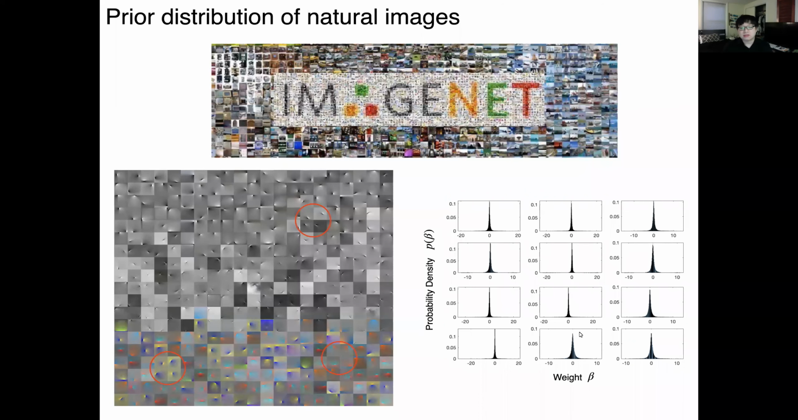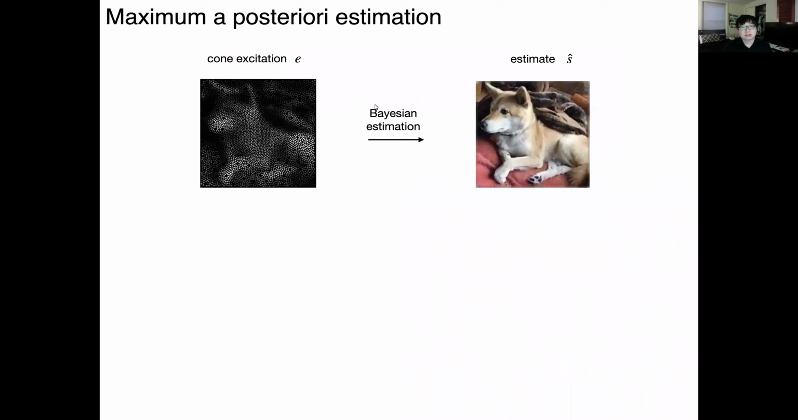So with the other components, we can now start to construct our Bayesian estimator. We use the maximum a posteriori estimator. The basic idea is, for a pattern of cone excitation, we find our estimate by starting with a random image and iteratively adjusting the pixel values to maximize the product of the likelihood and prior, or the sum of the logs.